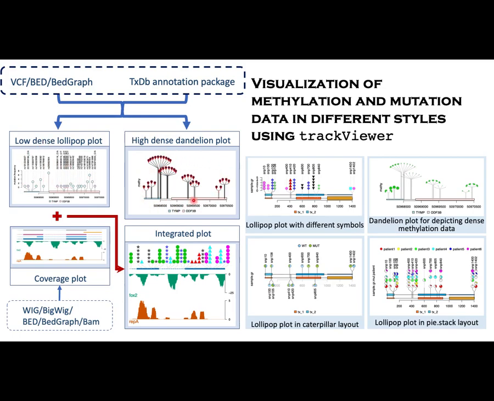TrackViewer can also combine the coverage plots with the lollipop plots and generate integrated plots. The lollipop plot is highly customizable. You can change the labels, symbols, colors, opacity, and size. You can plot the scores in stacked symbols or pie charts, even a shape defined by yourself.